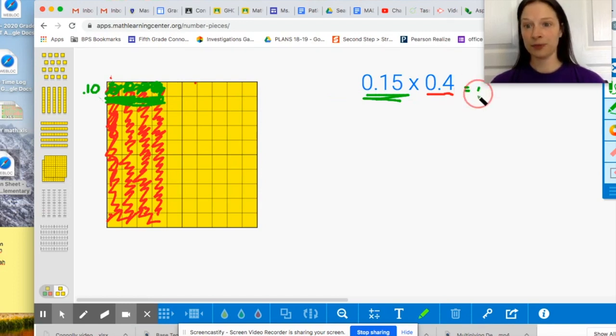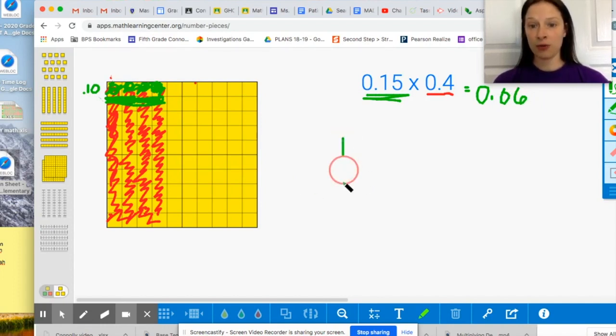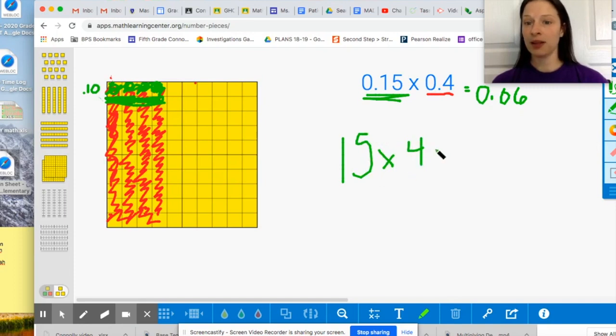Okay, so my head just keeps getting in the way of all of this. 600ths is what I see in my representation. But let's think about all the different ways we can think about this. Okay, so I know 15 times 4. Ooh, made that really big. All right, so 15 times 4, I'm going to think about these as whole numbers. And I know that that's 60.